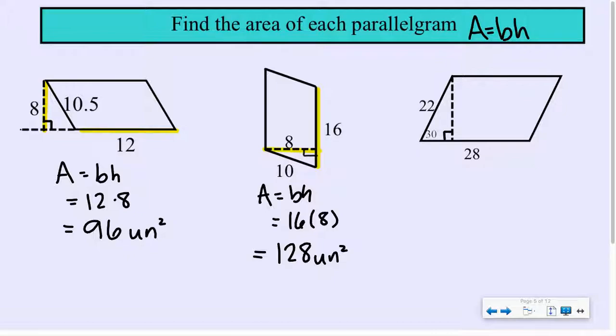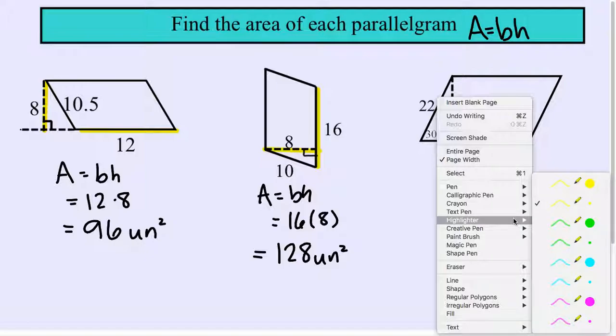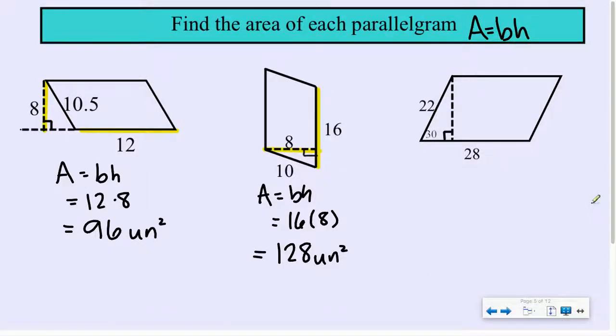Third one. We have a side length of 22 and a side length of 28. Which one should I use as my base? The 28, because it forms a right angle with the altitude. Good. It's perpendicular to my altitude. Do you know the length of our altitude?